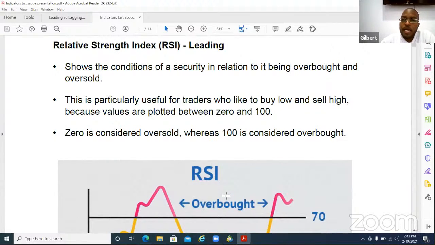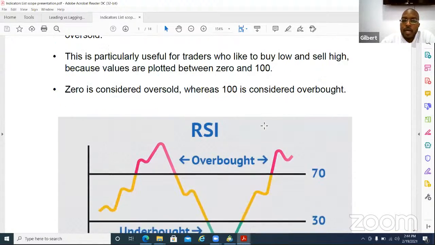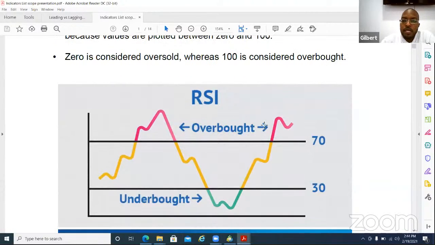So when the prices rise too quickly, there's a high chance that people are going to take profits and the prices are going to start falling. Same thing, if the prices fall aggressively, there are people who are likely to start taking profits. Those ones who short sold, they're likely to start taking their profits, and that means they're buying back, and that will cause the prices to rise. And this is useful for traders who like to buy low and sell high because the values are plotted between 0 and 100. So 0 is considered oversold, 100 is considered overbought.